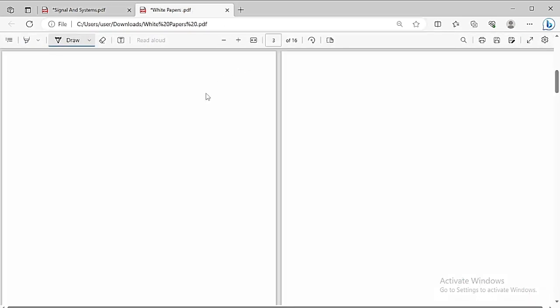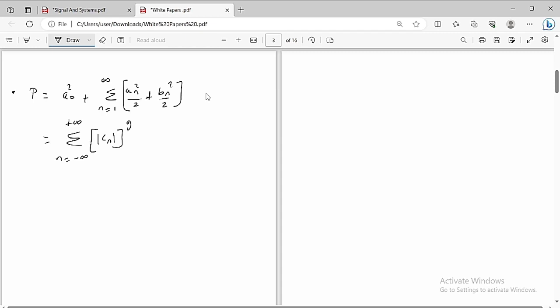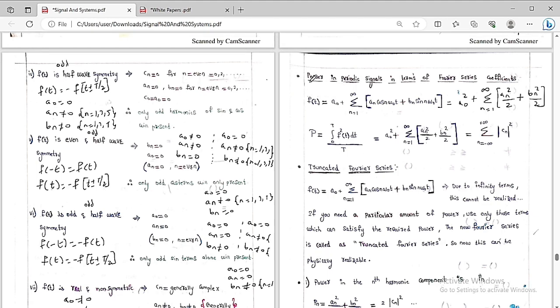So for a periodic signal f of t, the expression of the power is equal to a naught square plus sigma n is equal to 1 to infinity a n square by 2 plus b n square by 2. Or you can write in the other form, which is sigma n is equal to minus n to plus n of the mod of c n whole square. So these two formulas you have to keep in your mind.